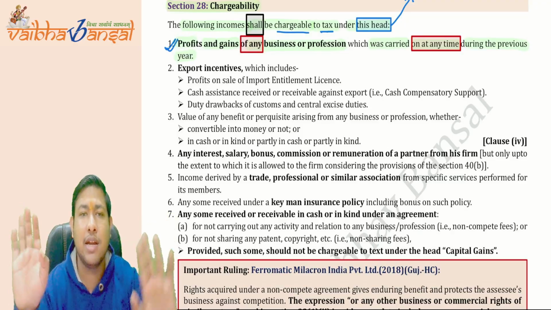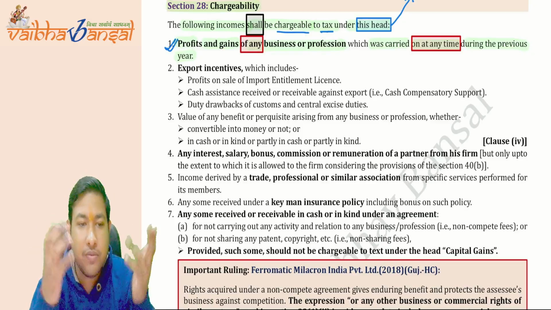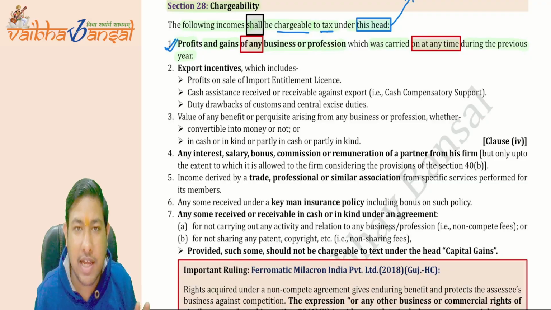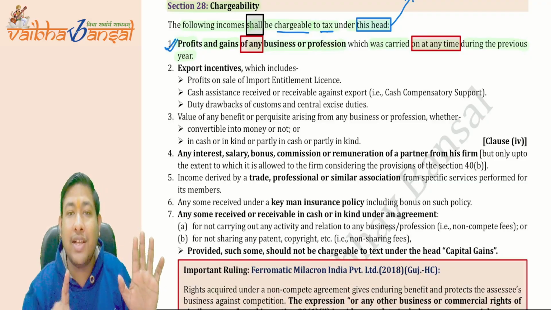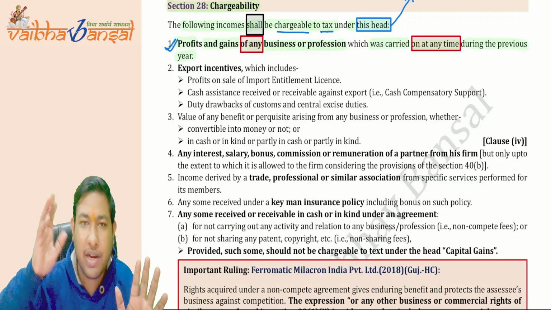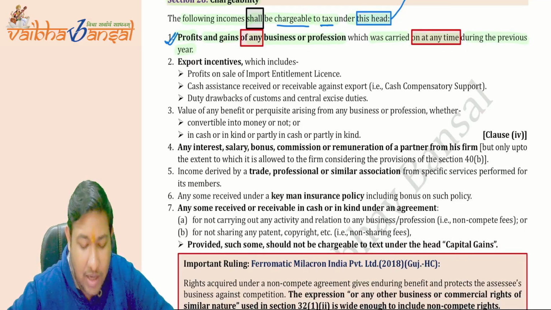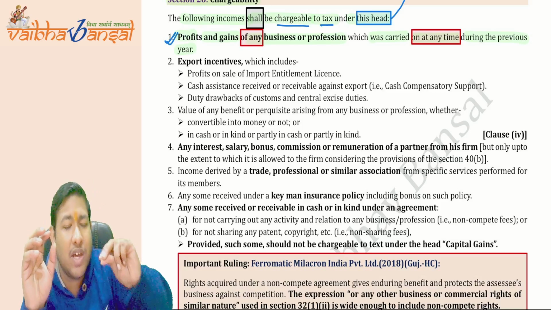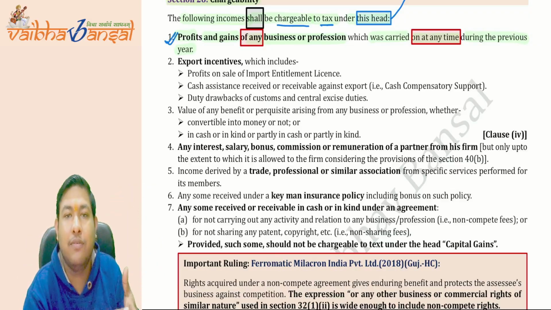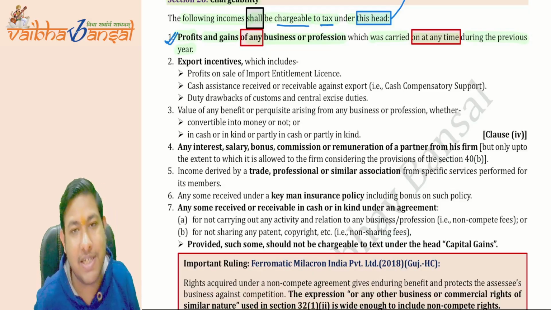The law clearly says, whatever business you do, we do not care whether it is a legal business or an illegal business. You are running a business or profession and earning profits and gains, that's it. If it is illegal, then criminal proceedings and other proceedings will go on, but we are not concerned about that point. What we are concerned about is the profits or gains of any business or profession. Whether legal or illegal, the profits and gains you earn from that business are going to be taxed under the head PGBP only.